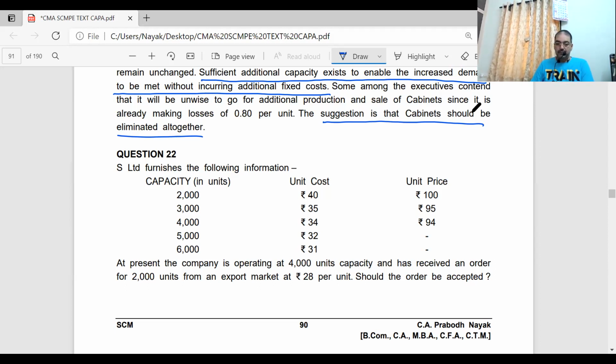They should accept. We should accept. Fine. What is the reason why we should accept? We're getting 6,000 rupees increment in profit. Yes, we'll get an incremental profit of 6,000 rupees.